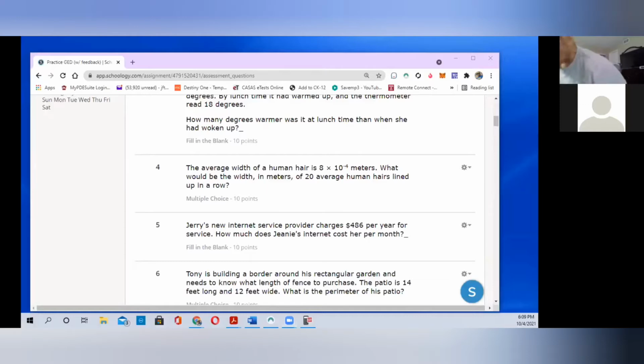Because they throw in that word average. So most people try to start doing some type of average. But remember, average is when you add them all up and divide by how many there are. But there is none, right?